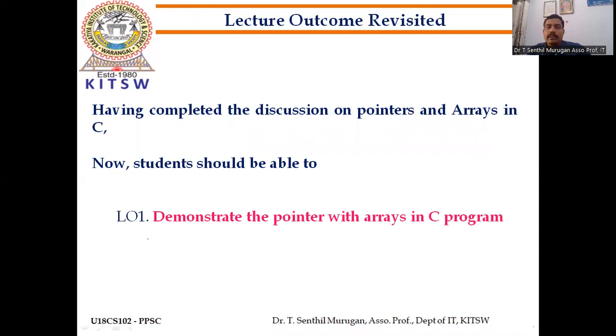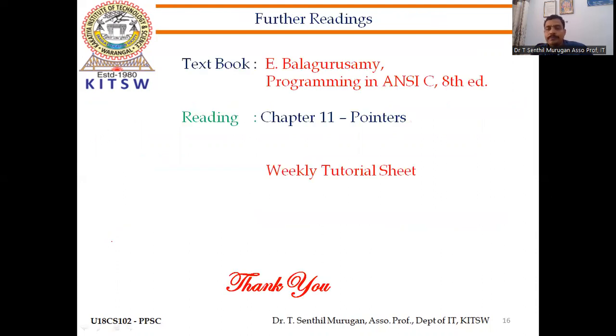Now, lecture outcome revisited. Already we discussed the lecture outcome. Now we are at the end of the class. Having completed the discussion on pointers and arrays in C, students should be able to demonstrate pointers with arrays in a C program. So now you understood how we can use the array, how the pointer points to the location where the array value is stored. How we can use pointers in the program, those things we discussed. So now you are able to write the C program to demonstrate pointers with array concepts.